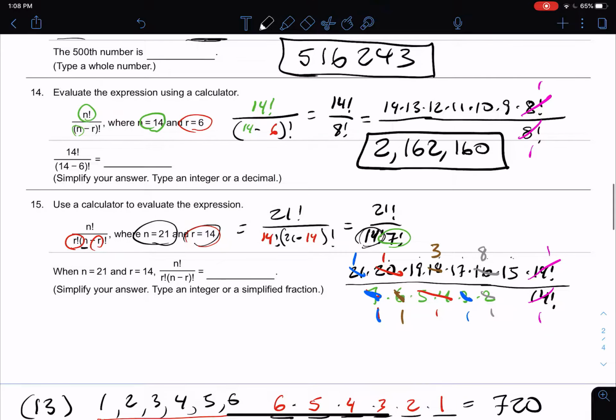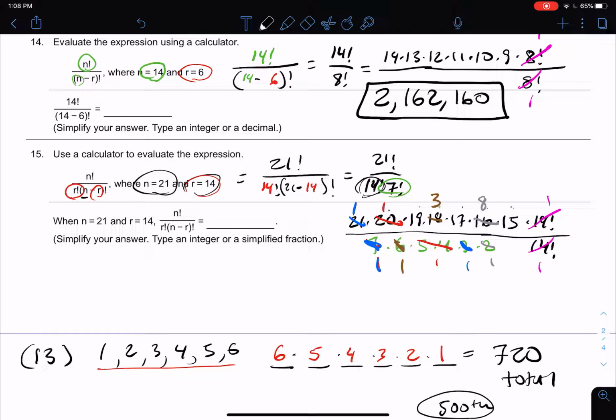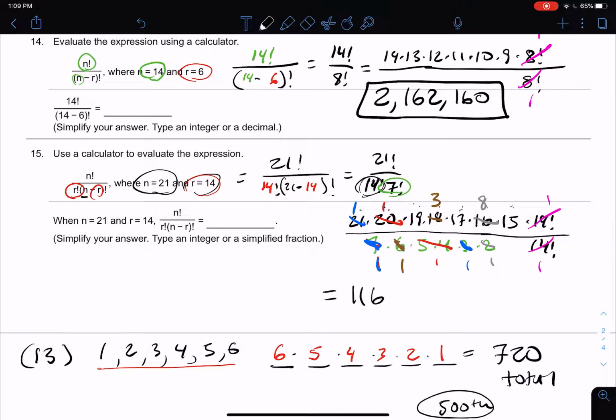And then when we multiply all the remaining factors up in the numerator, we multiply 1 times 1 times 19 times 3 times 17 times 8 times 15. When we do that, we get 116,280. And I think I'm going to double check that real quick with the calculator. That would be 19 times 3 times 17 times 8 times 15, and that's 116,280. Perfect. And that is it.